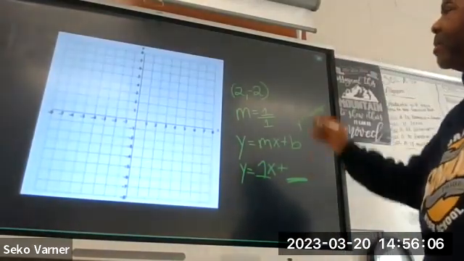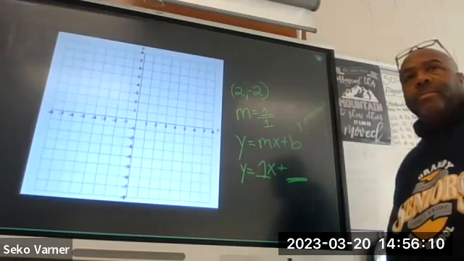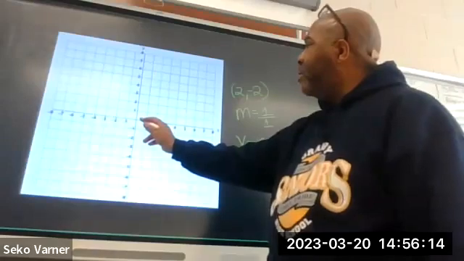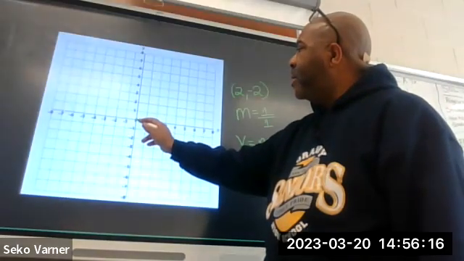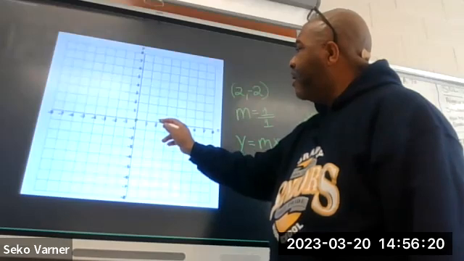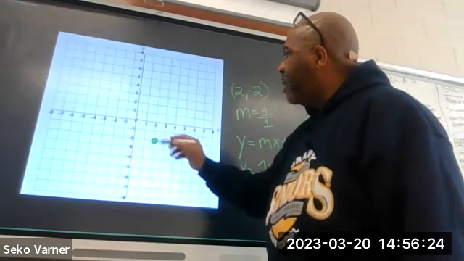Where are we going to put our first coordinate point? To the right. All right, so I go over 2. I start at my point of origin. I go 1, 2, and then it says I go -2. So I go down, right? 1, 2. So my first point is right here. All right?